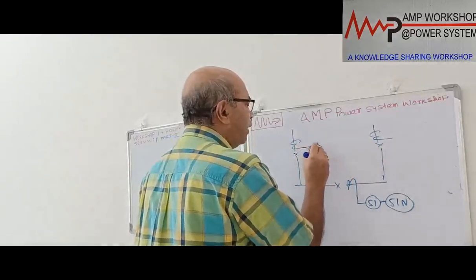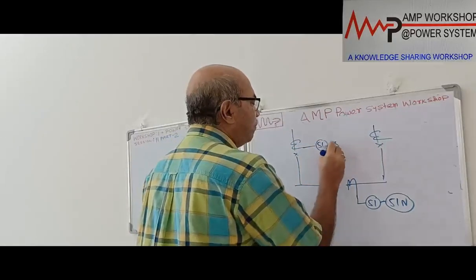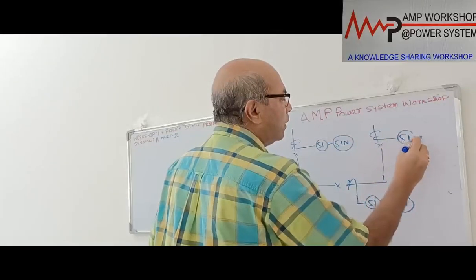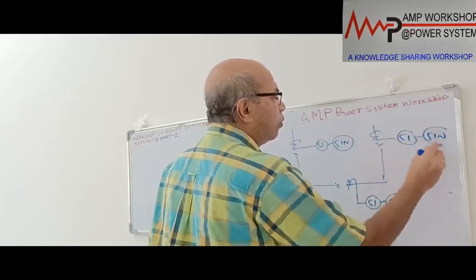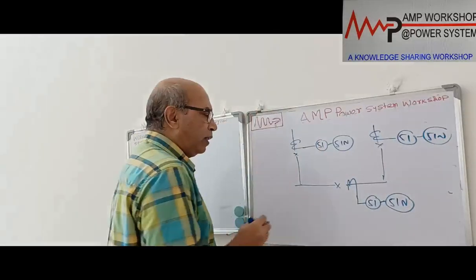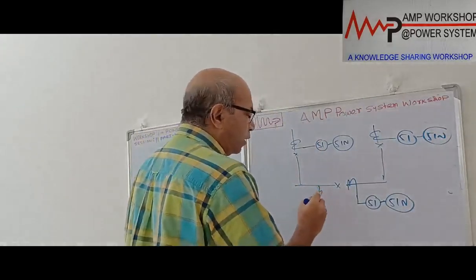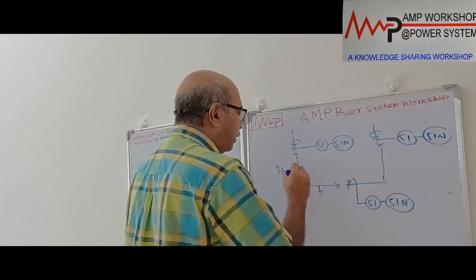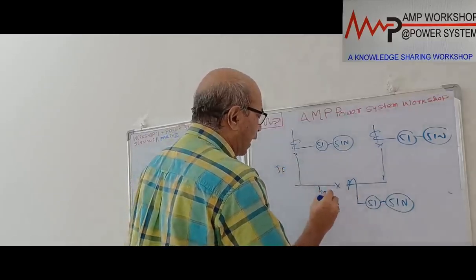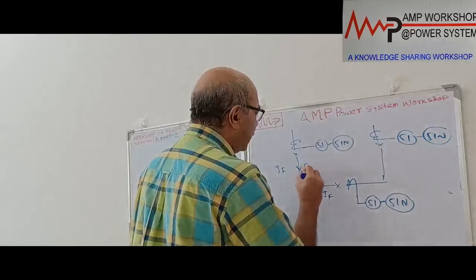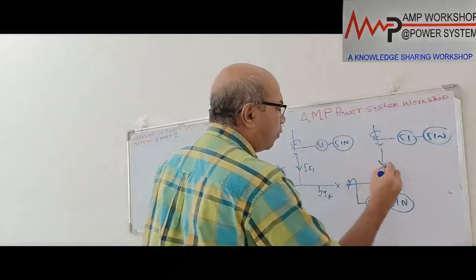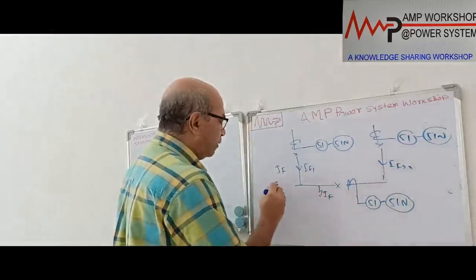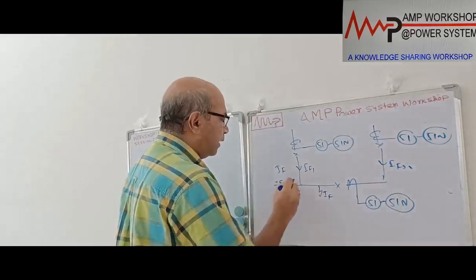Here also we provide 51 and 51N. Here also 51 and 51N. This is a normal overcurrent protection. So when there is any fault over here, suppose the fault current is IF. IF has two components. Suppose the fault current is IF. One part is fed from here, IF1, and the other part is fed by IF2. So IF equals IF1 plus IF2.